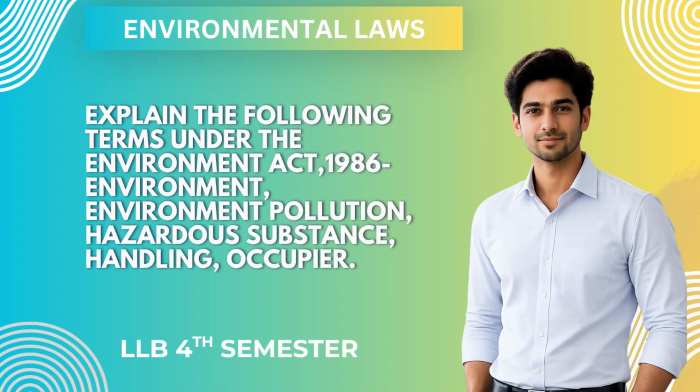The Environment Protection Act 1986 is an important law enacted to protect and improve the environment in India. It provides clear definitions of important terms so that the law can be properly understood and implemented. These definitions help the government, industries, and citizens know their duties and responsibilities. The important terms are explained below in very simple language.